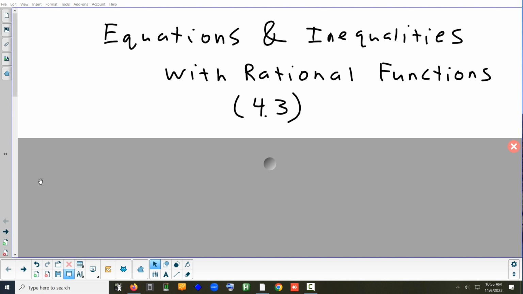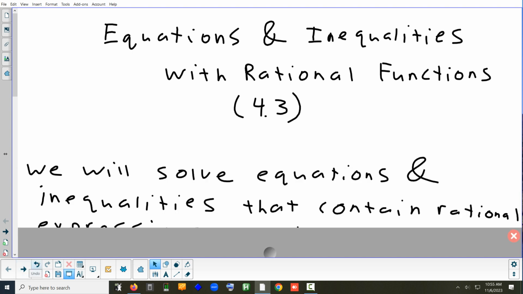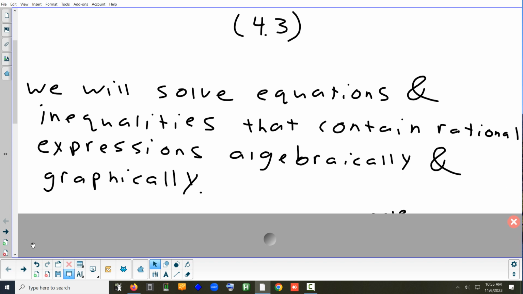So section 4.3 is going to be on solving rational equations and inequalities. The overall goal is going to be to get rid of fractions. If we can take a problem that has fractions and get rid of them, it gets easier. Okay, mostly we're going to focus on algebra. We will do a little bit graphically, but nothing by hand. It's all going to be on the calculator.